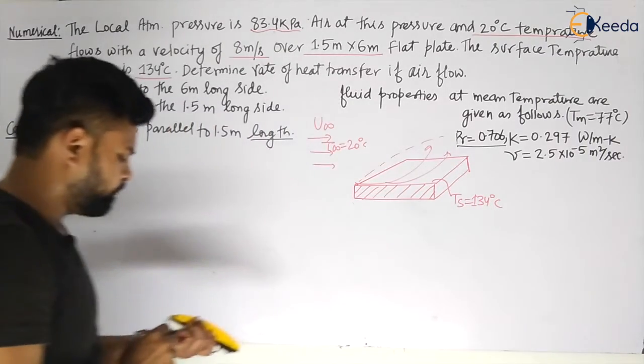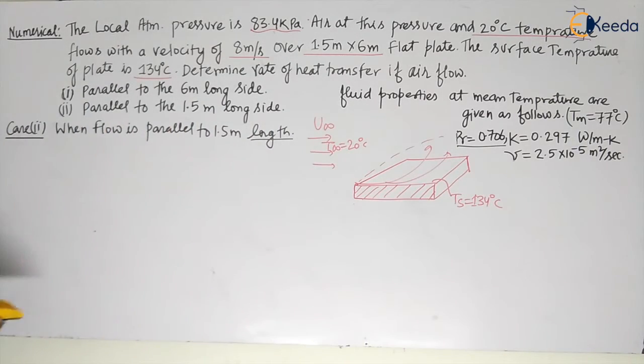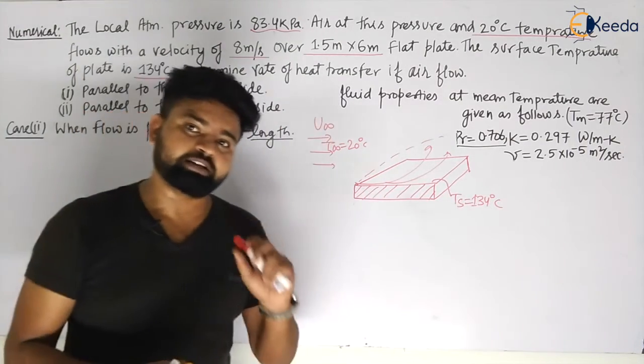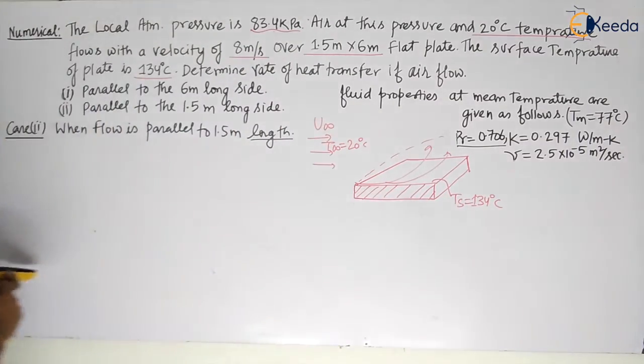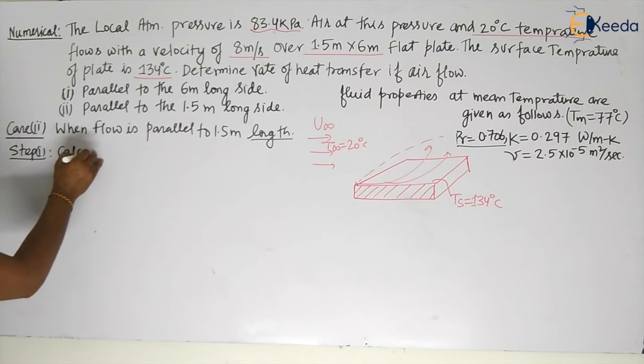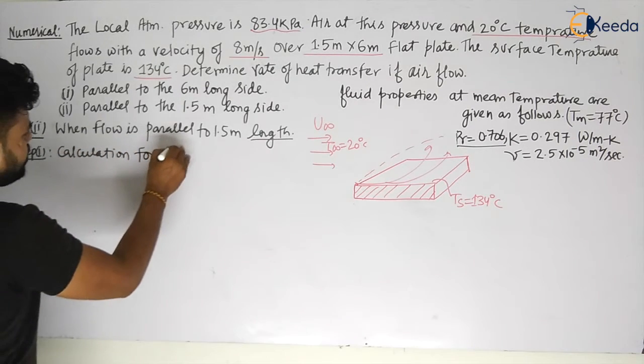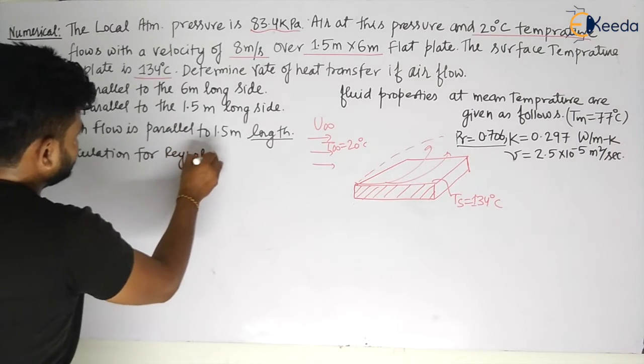Let us see how. First of all we will see what kind of flow is occurring, and then we will calculate the heat transfer coefficient. So let us follow step 1. What is step 1, my dear students? Step 1 is calculation of the Reynolds number.